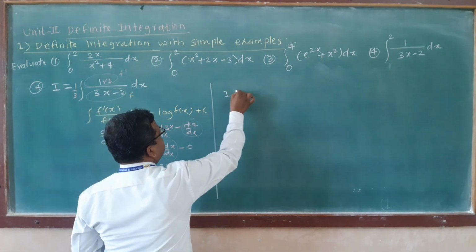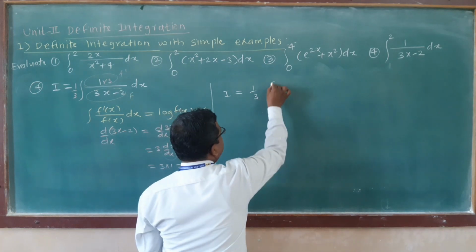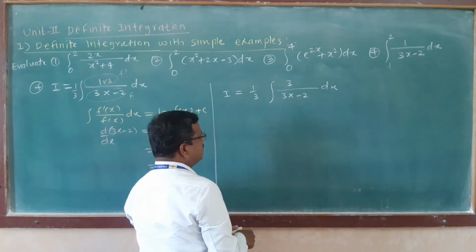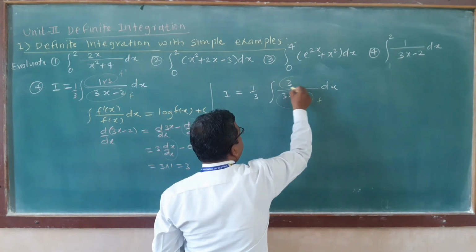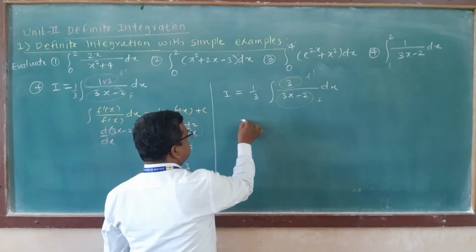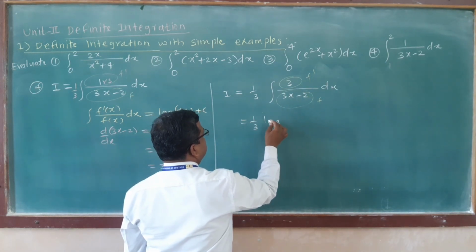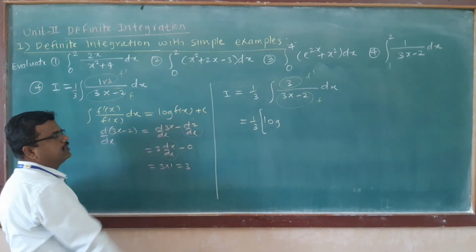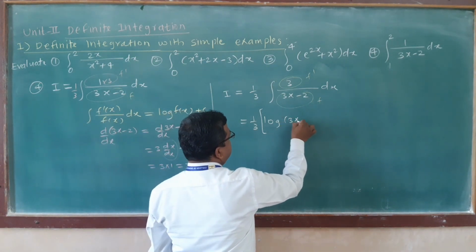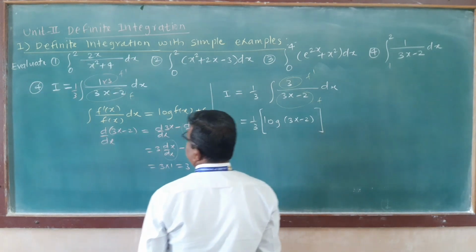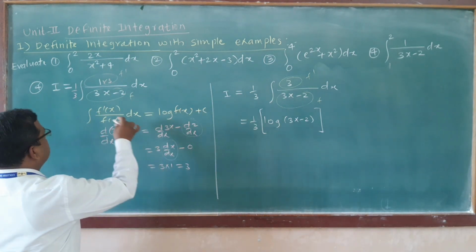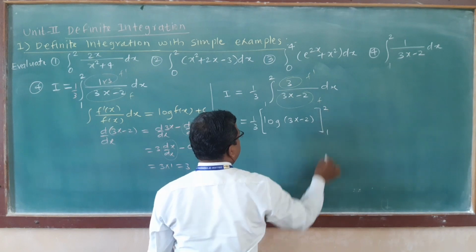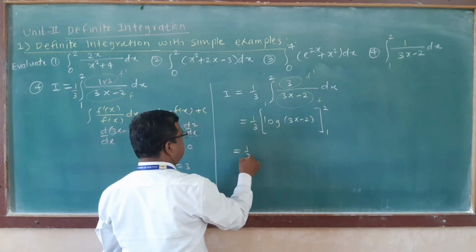Therefore I becomes 1 upon 3 integration of 3 upon 3x minus 2 dx. Here this is f, and the numerator is f dash, so it is 1 upon 3 log of f, since the integration of f dash upon f is log of f of x, which is log of 3x minus 2 within the limits from 1 to 2, which is equal to 1 by 3.